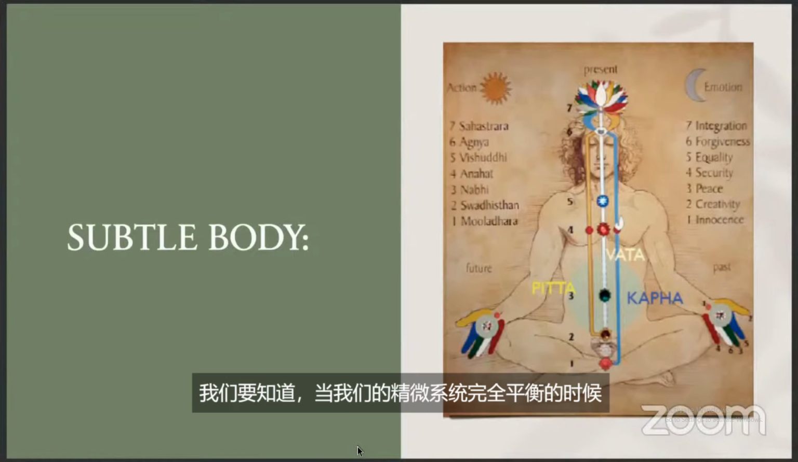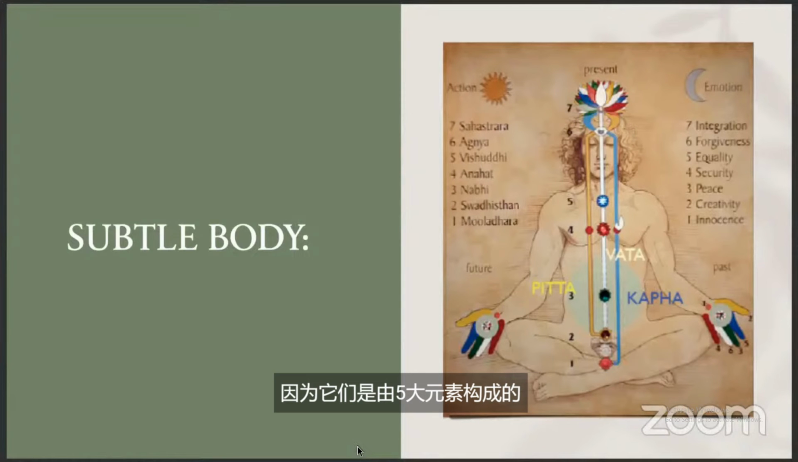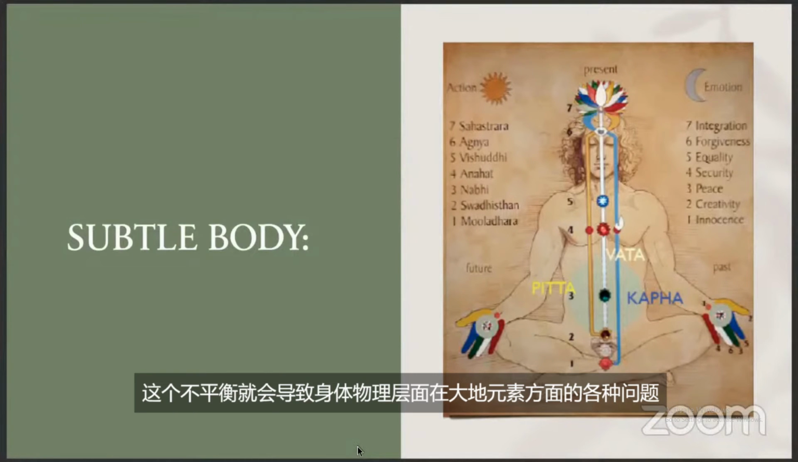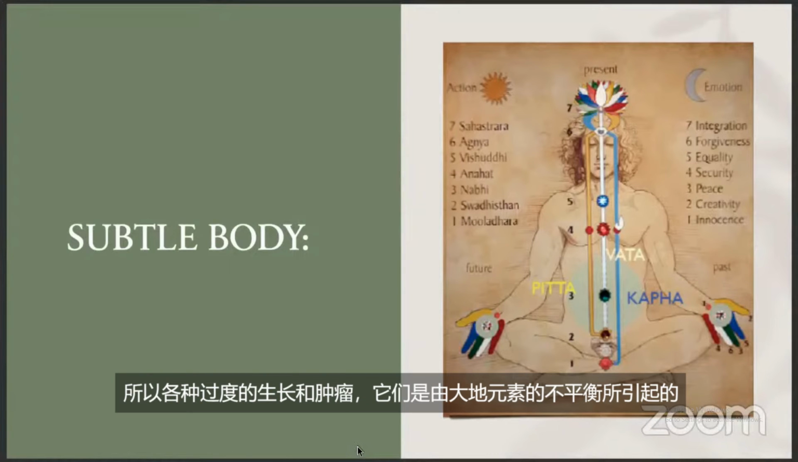So we have to know that when the subtle system is in complete balance, from the Ayurvedic point of view, we can have balance also in the mental and physical body, because they are made up of 5 elements. For example, if there is any imbalance in Muladhara chakra, which is made up of earth element, that imbalance creates a problem in the physical body in the earth element. Many kinds of excessive growths, tumors, are created because of the imbalance in earth element.